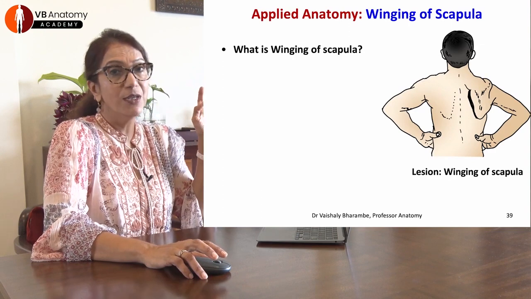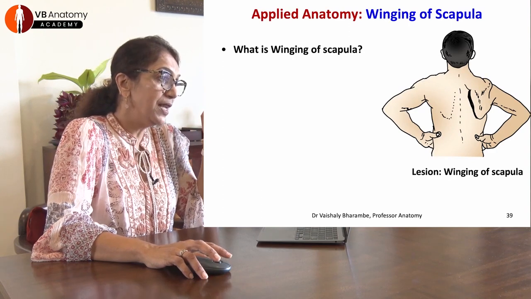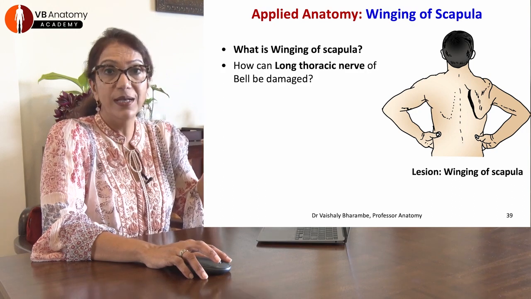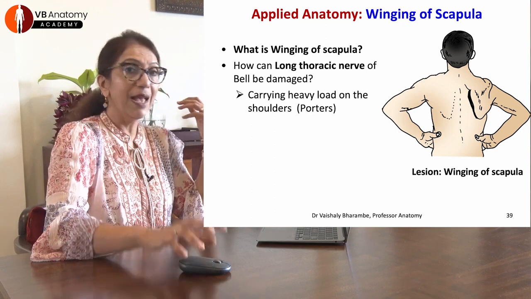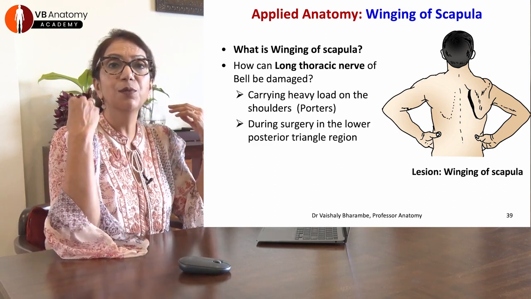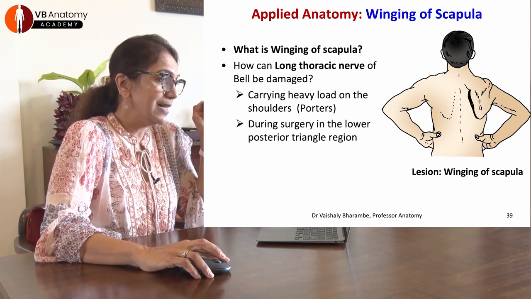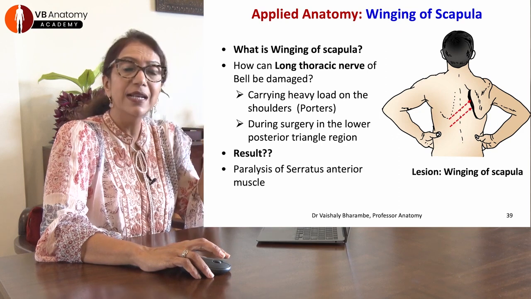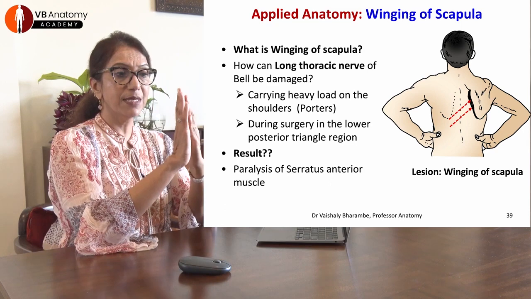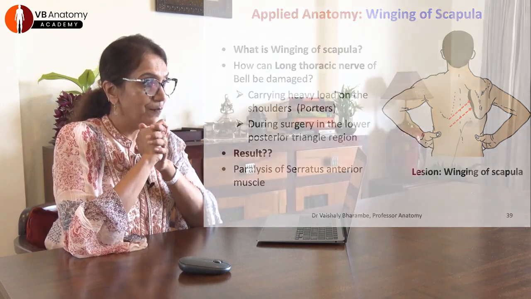One more nerve damage that you might see is called winging of scapula. What is winging? It's a damage to long thoracic nerve of Bell. When does that get damaged? If you are carrying heavy load on your shoulder, or if you are operating in the posterior triangle region, you might damage this nerve. This results in paralysis of serratus anterior muscle, which results in the scapula coming off, which is called as the winging of scapula.